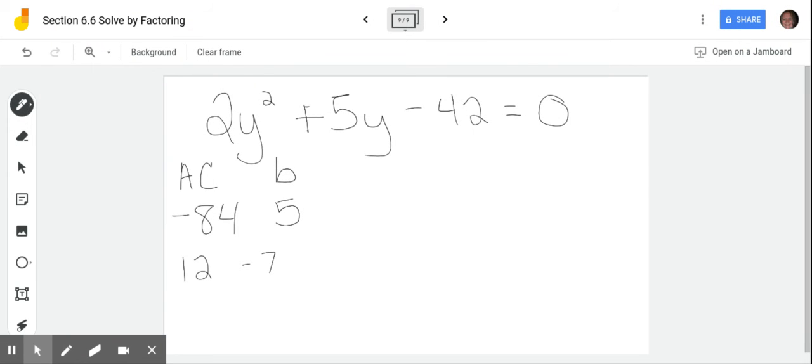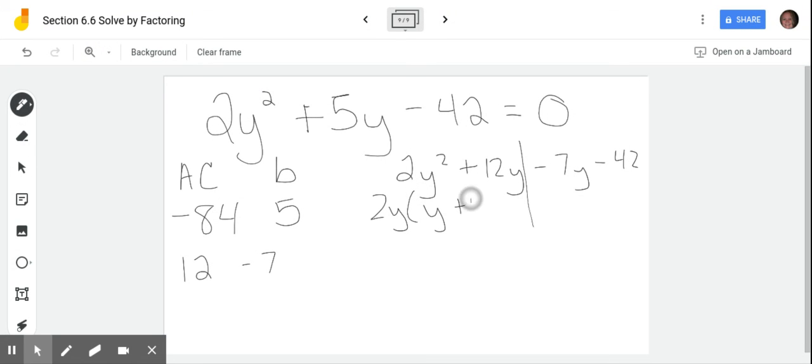So now I can rewrite this: 2y squared plus 12y minus 7y minus 42. So now we split that. Now we take our GCF, 2y, left with y plus 6. We take our GCF, negative 7, y plus 6. Okay, so our first factor is y plus 6. Our second factor is 2y minus 7.